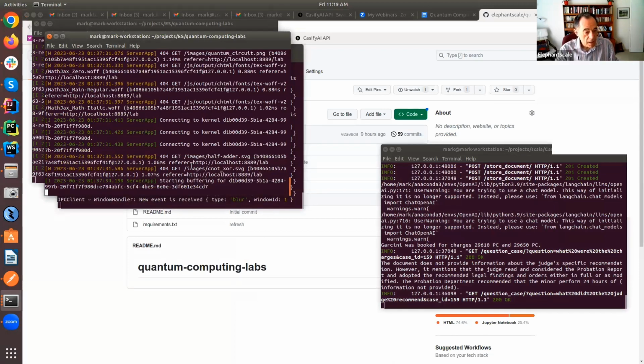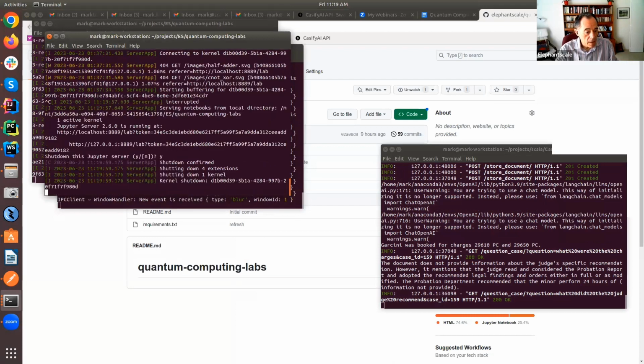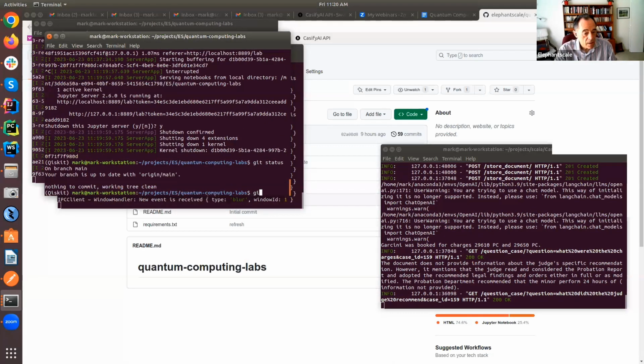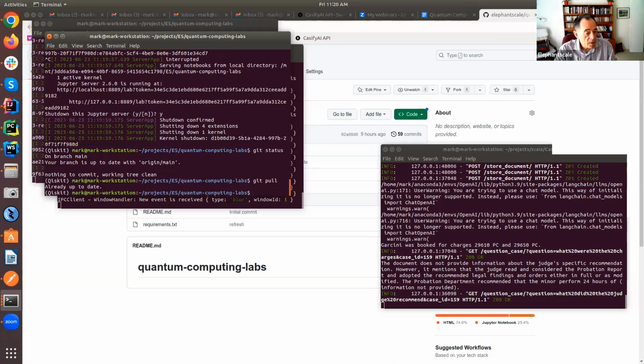Now that is right here. So let us look where we are. We are in quantum computing labs. So if you clone that lab to your computer, it should work. But that's not the only thing that you should do. First of all, let's say git status. Maybe something new came up. No, so we're good. And now look, I'm in Qiskit environment.